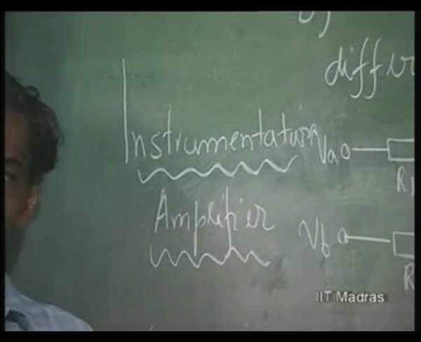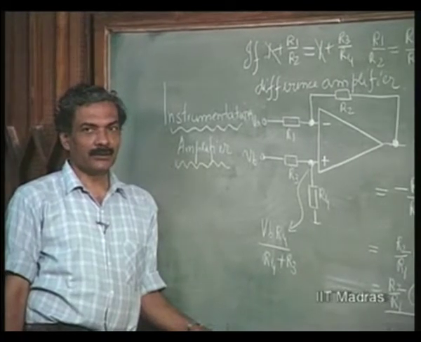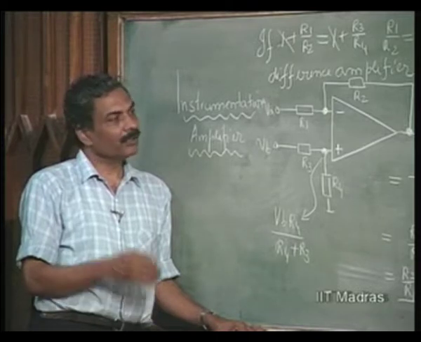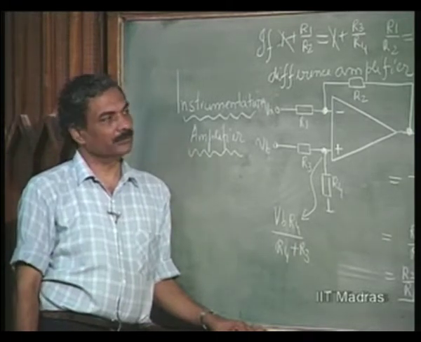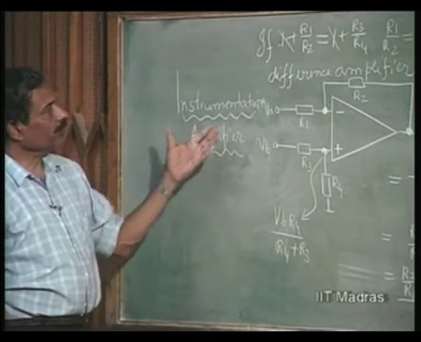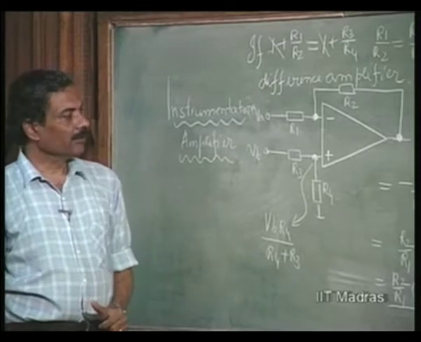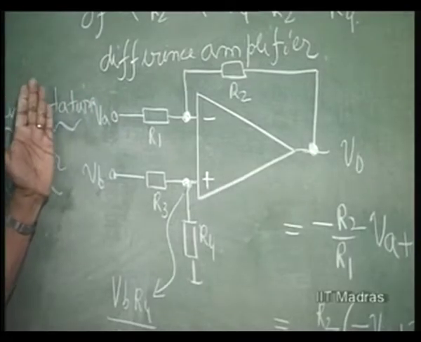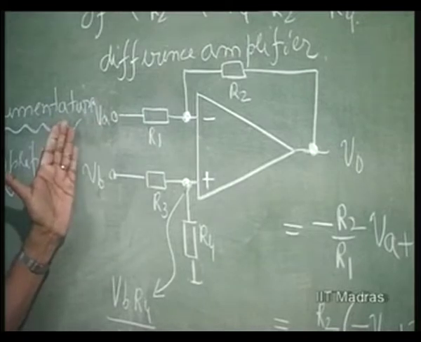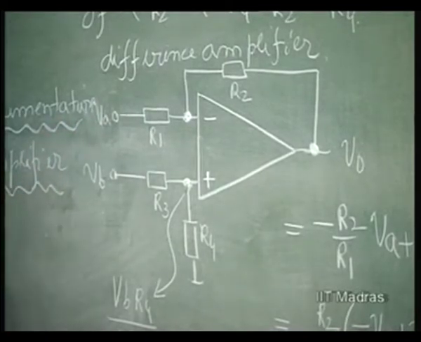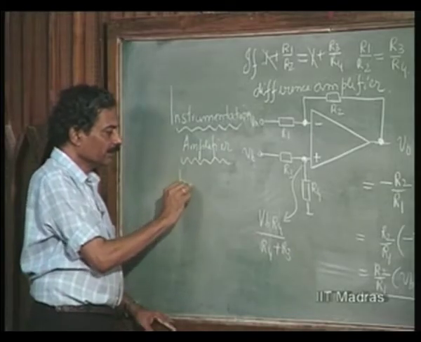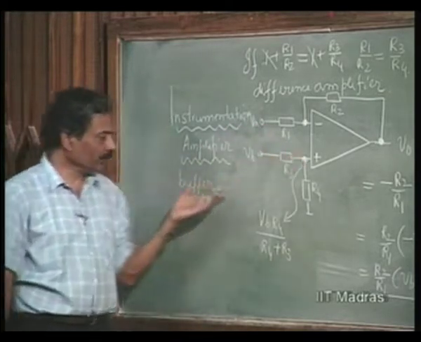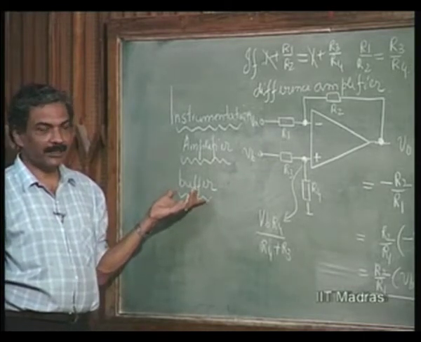In almost all the transducers which come as bridges, this instrumentation amplifier is the first amplifier, which amplifies the difference signal component. An instrumentation amplifier is therefore basically a difference amplifier. Now, obviously, this instrumentation amplifier might disturb the bridge balance because it is loading the bridge. So, if you want a good instrumentation amplifier, you have to buffer it from the bridge. Apart from taking a difference, it should also act as a buffer, so that it does not load the bridge.